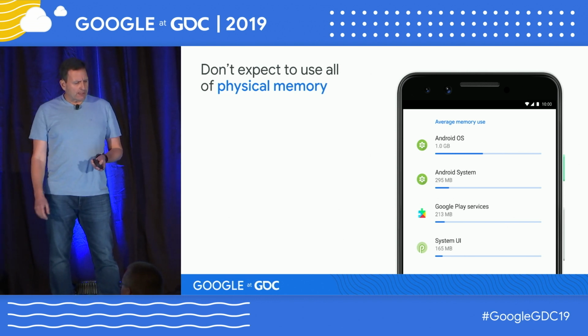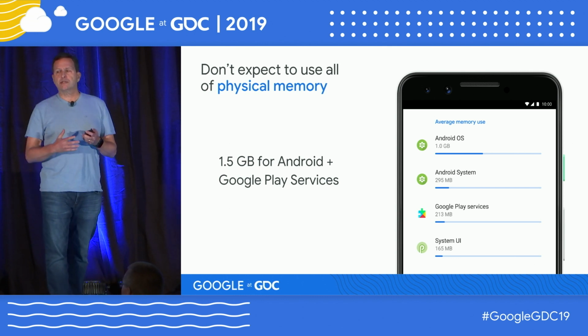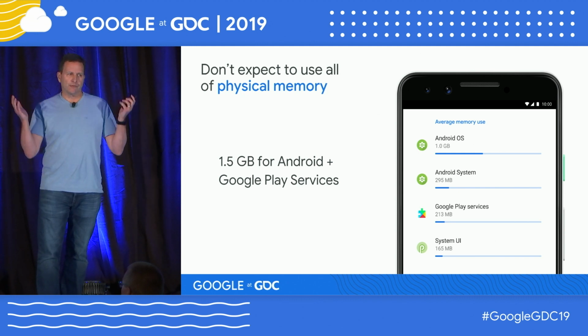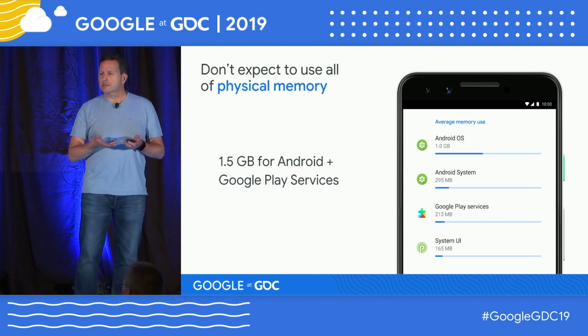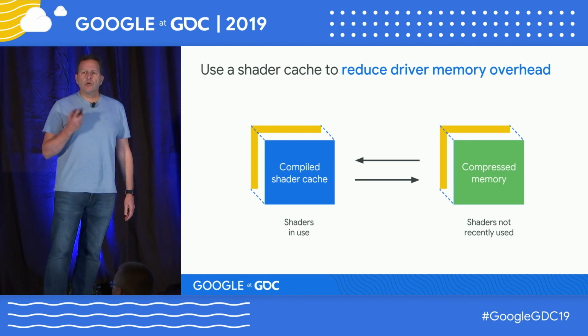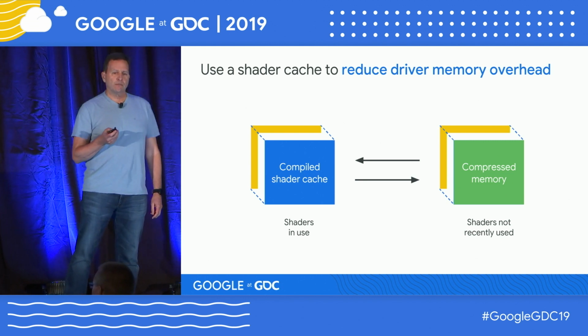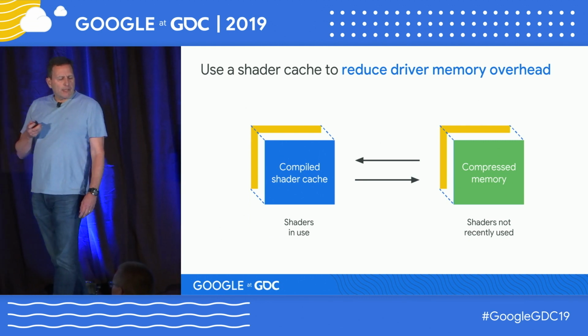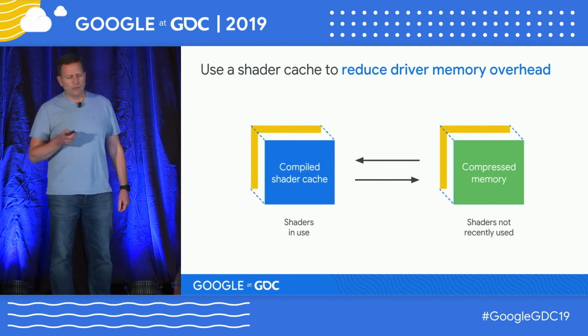So let's take a look at this, for example. This is a Pixel 3, and it has 1.5 gigabytes of system memory that's used by the system. Now, you can't expect to evict all that memory and use it all for your game. So on a 4 gigabyte system, in this case, you might be able to use like 2 gigabytes of memory. Now, if you want to reduce the amount of memory that your game is using, one of the things you can do is use a shader cache. An LRU shader cache is actually used by the Unreal Engine, so you could use that feature.